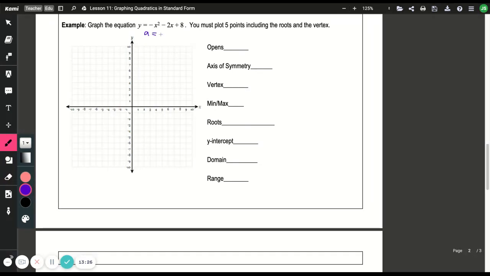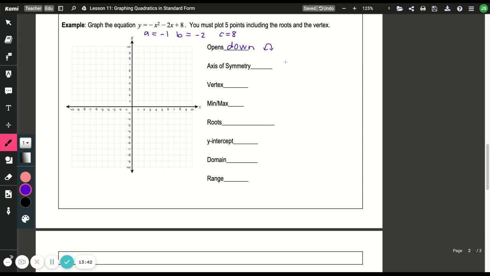So A equals negative 1, B is negative 2, and C is 8. Because A is negative this time, my graph is going to open down. So it's going to go this way.